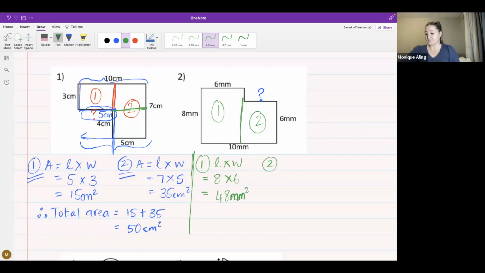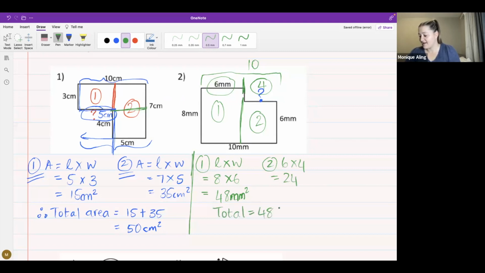Rectangle 2. Okay, so I needed to work out the missing side. We know that the full length should be 10. If up until this point is 6, to make up the 10, this side would have to be 4, because 6 plus 4 will give us our 10. So it becomes 6 times 4, which is 24. So the total area, we add it together, which gives us 72 millimeters squared.